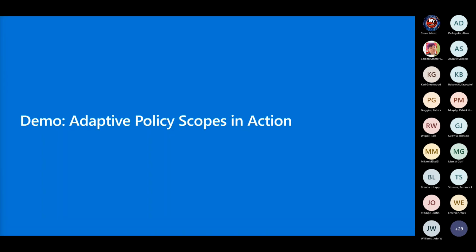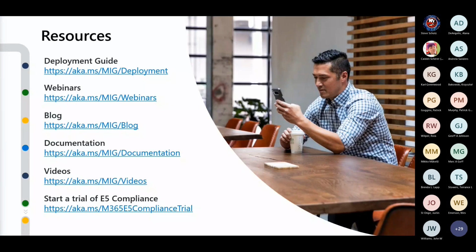So that is my presentation or my demo here. I have another slide here, just some resources. My team has created what's called DAGs, or deployment acceleration guides. There's one for each pillar: MIP, NDOP, MIG, RM, eDiscovery, IRCC, and they're all posted at that first link there.